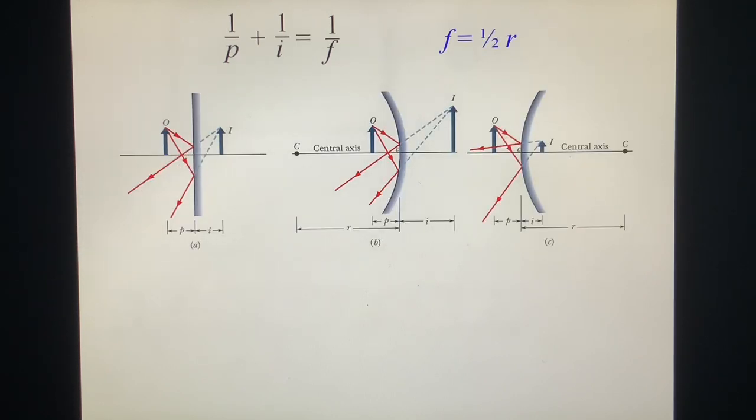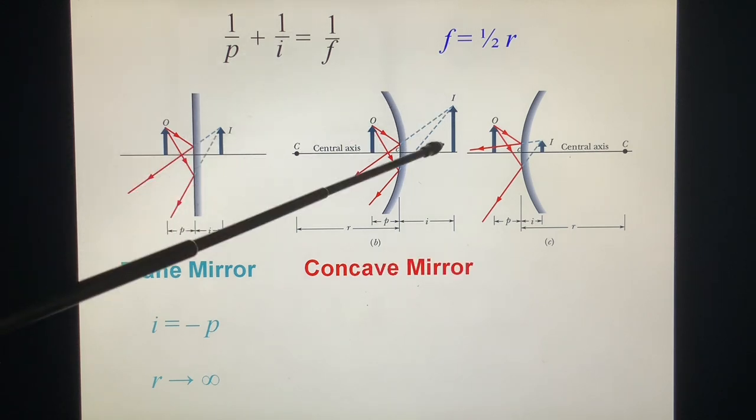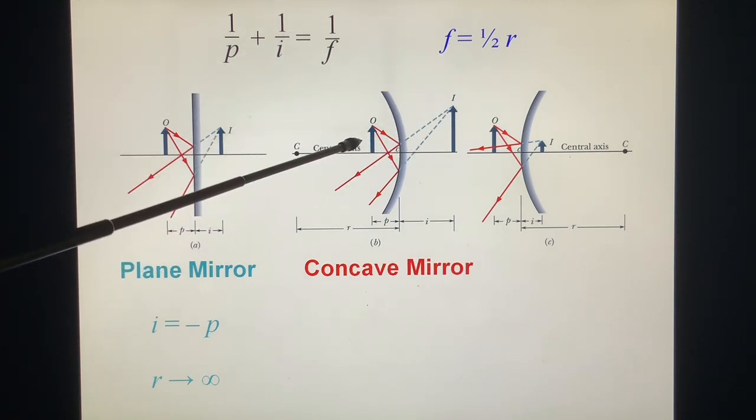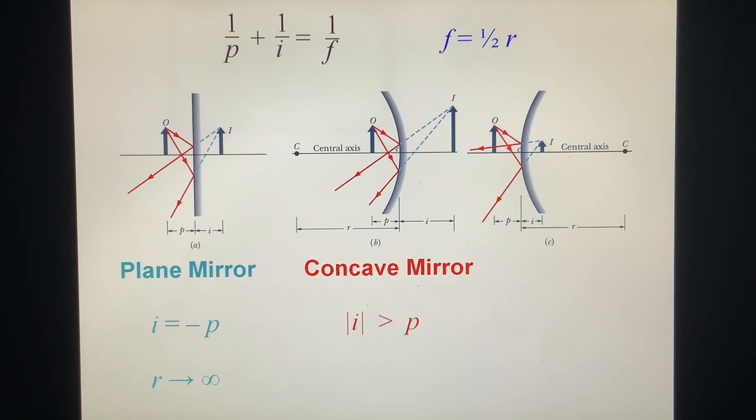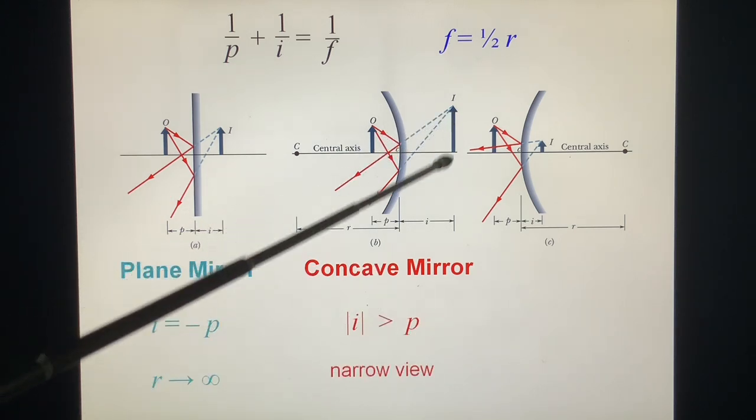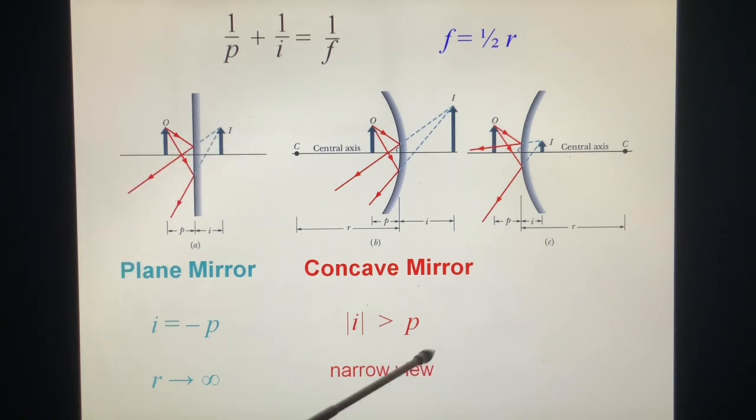Now, we look at this one. The plane mirror, this is a plane mirror. Okay, I equals P. R equals infinity. This is a concave mirror. This image is larger than the real object. Okay, so this is an enlarged image. So it's a narrowing view. The view is narrowing.